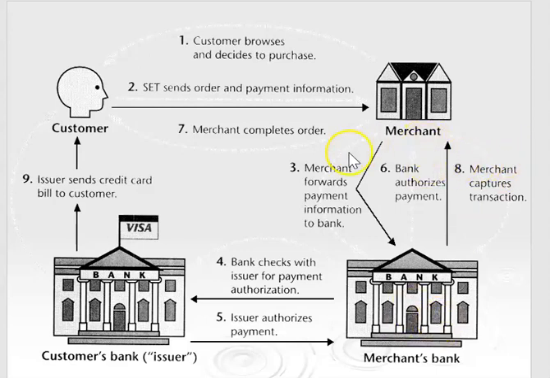Now the bank checks with the issuer for the payment authorization with respect to the customer's bank, and then the issuer authorizes that payment to the merchant's bank. Now the bank authorizes the payment and sends the message to the merchant. In turn, the merchant completes the order. So you can see the seventh message is the merchant completes the order.